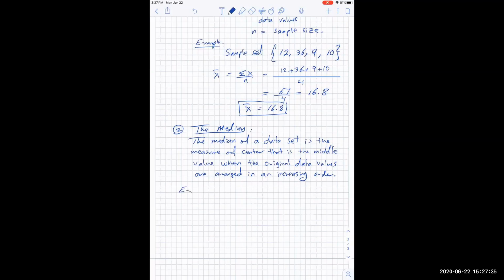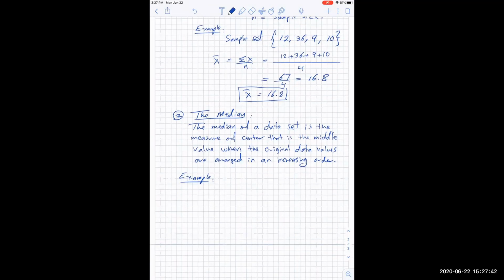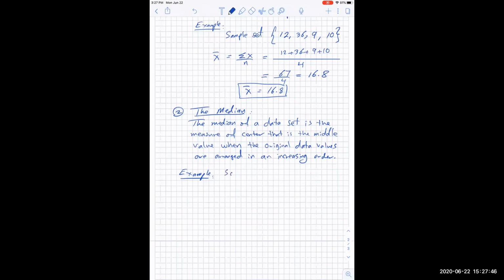Example on calculating the median. Consider the sample data: 14.1, 22.4, 23.1, 38.5, 46.3, and 55.6.